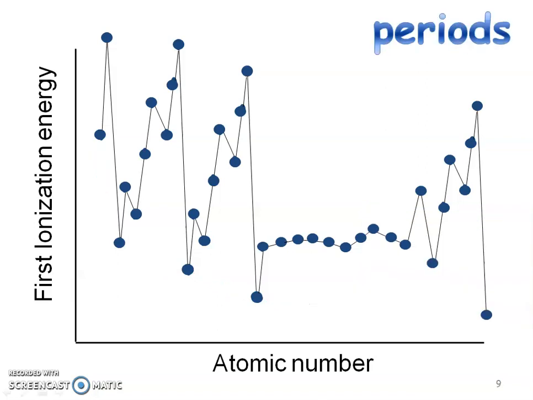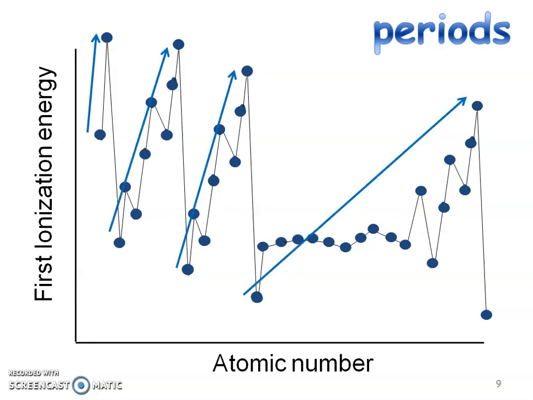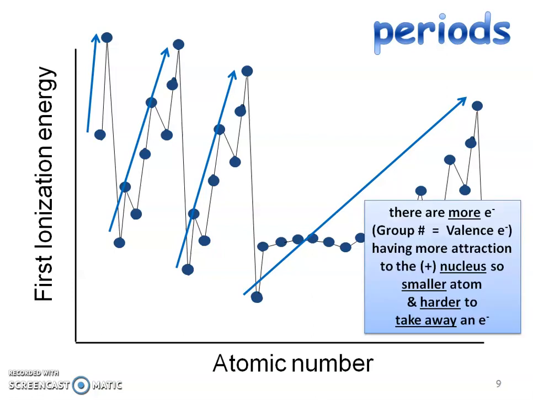Okay, again with this graph, now let's think about those periods. So here's period 1, period 2, period 3, and period 4. Let's think about what's happening here. There are more valence electrons, right? Because group number equals valence electrons. So now you're going to have more attraction to that nucleus, meaning that atom is going to be smaller. So it's going to be harder to take away that electron, and if it's harder to take away that electron, you're going to need more energy to do it.